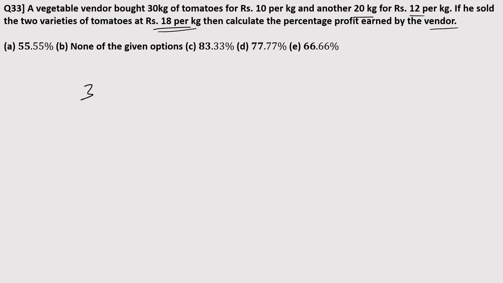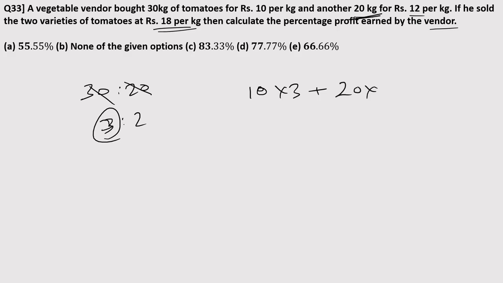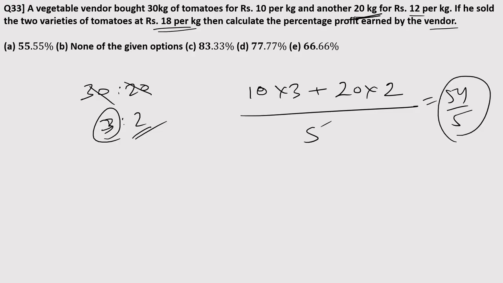First 30 kg of first type tomatoes, second is 20 kg. So quantity ratio is how much? 3:2, right? Is the quantity ratio. And price 10 rupees per kg, and how many kgs? 3 kgs, plus 12 rupees per kg is the second tomato, and how many kgs? 2 kgs. Okay, divide by 5. I am applying weighted average formula, A1 W1 plus A2 W2 divided by W1 plus W2. So this is coming out to be 54 by 5. This is my cost price. Okay, cost price is this.